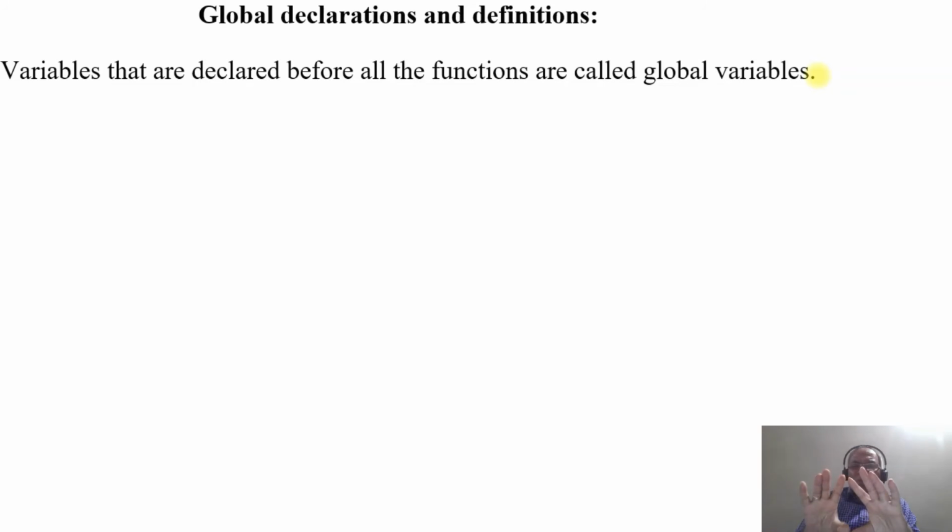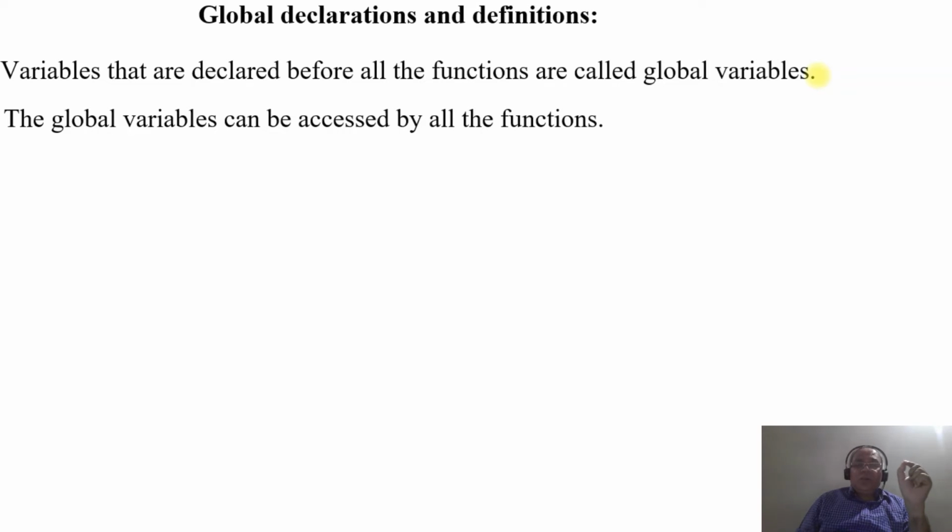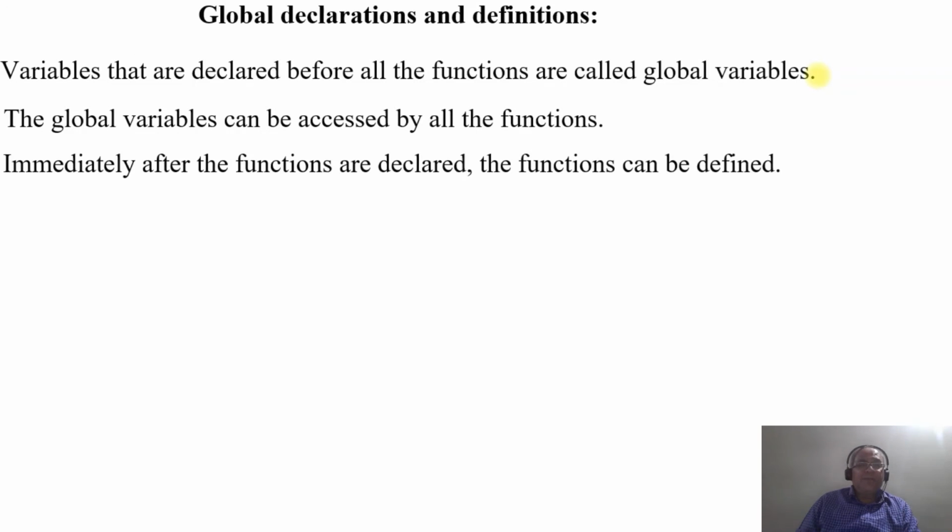That means within that particular program, wherever you encounter that particular variable, it will be considered automatically. So that is the advantage of using the global variable. The global variables can be accessed by all the functions. So that is the main advantage. That is what I was talking about. Immediately after the functions are declared, the functions can be defined.